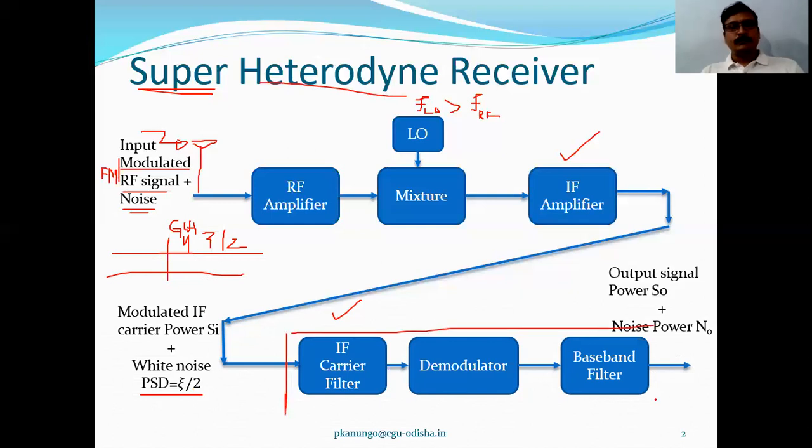Now, from this point, we'll calculate the output signal to noise power as well as the input signal to noise power. So the first block, if you look, we are using the IF carrier filter, then the demodulator. And here we are using the FM demodulator. And then there is a filter after demodulation. This is not bandpass, this is basically a low pass filter.